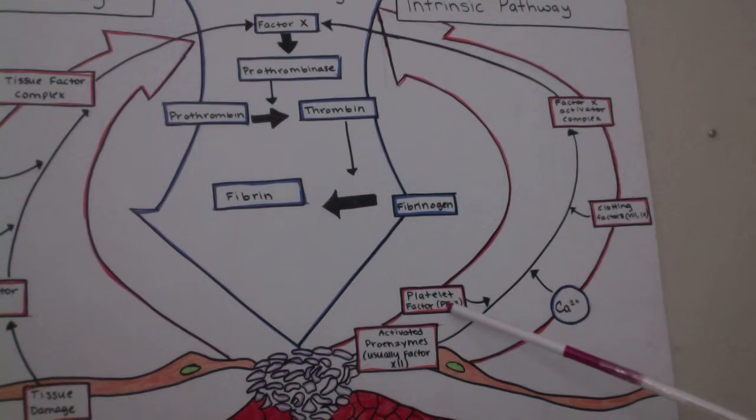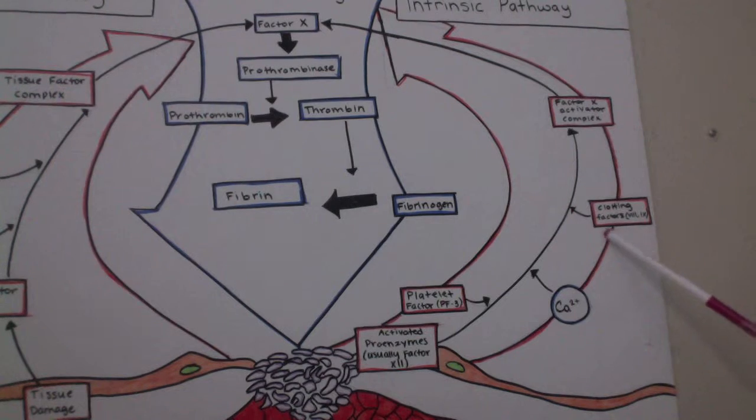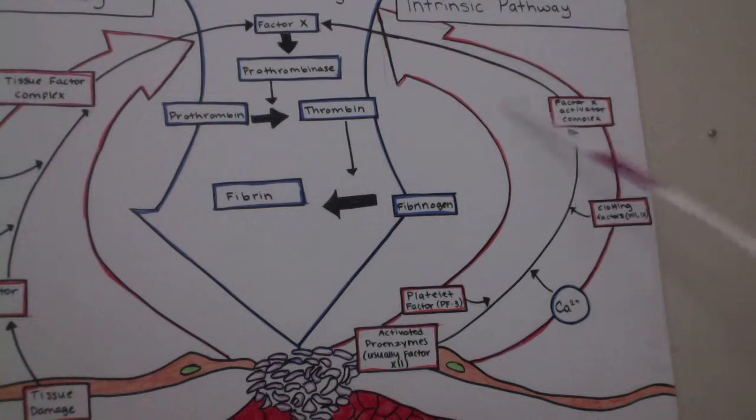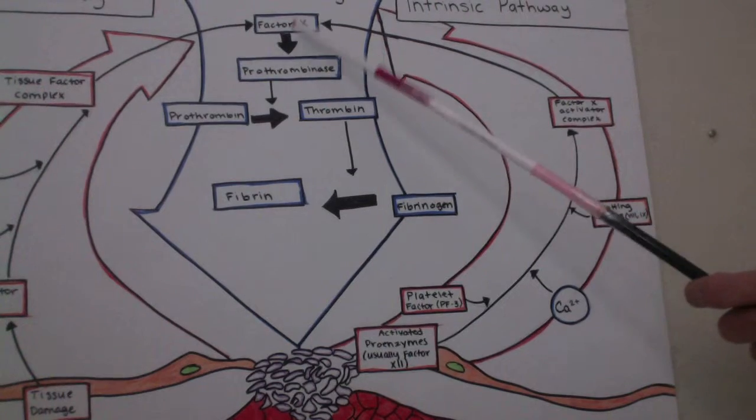What's going to happen is it's going to come up here and grab onto the platelet factor, which is basically attracting more platelets to it, okay? And then it's going to also, once again, combine with calcium ions to form clotting factors, okay? Now clotting factors consist of factor 7 and factor 8, which then combine to activate the factor X activator complex, okay? Which basically is the same thing as the tissue factor complex. We need this in order to activate factor X. So we started down here and we activated certain steps in order to get to this factor X activator complex in order to activate factor X.